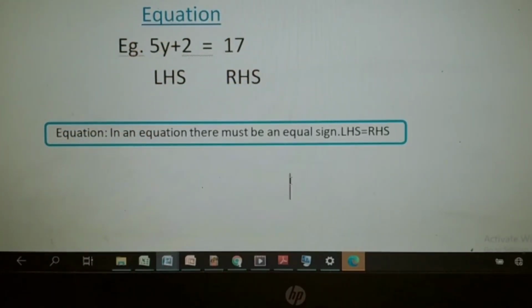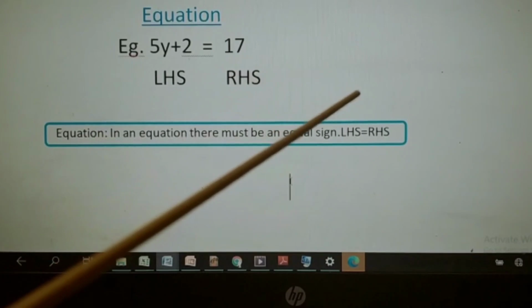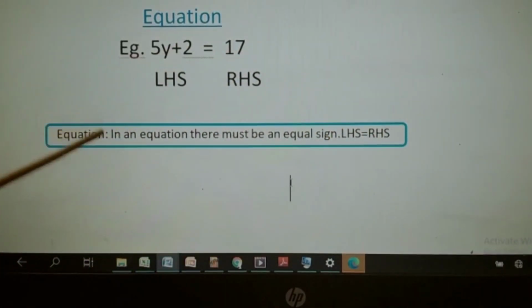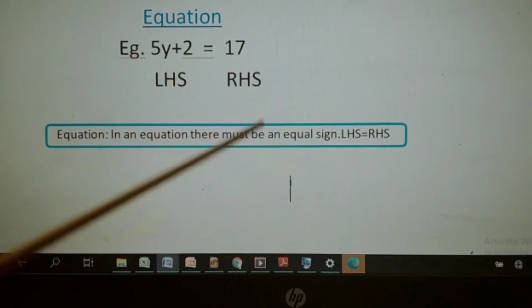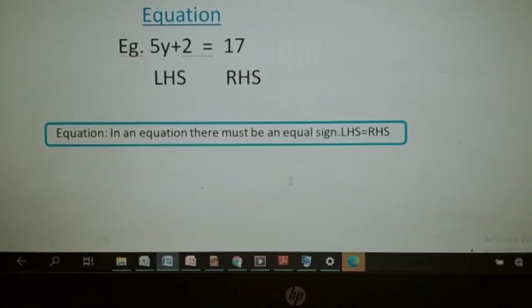Then, what is an equation? In an equation, there must be an equal sign. LHS is equal to RHS.